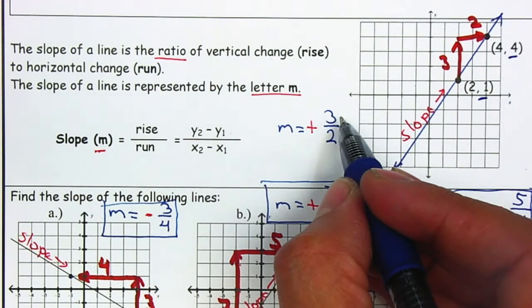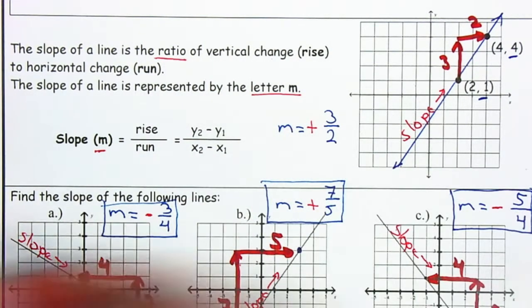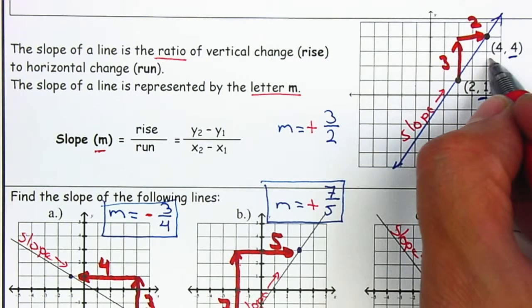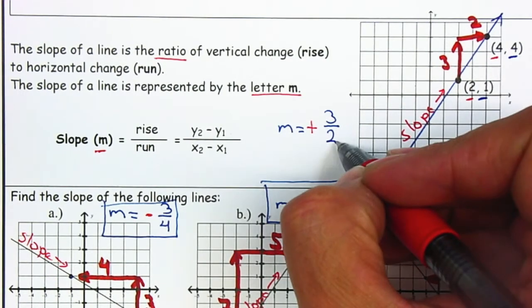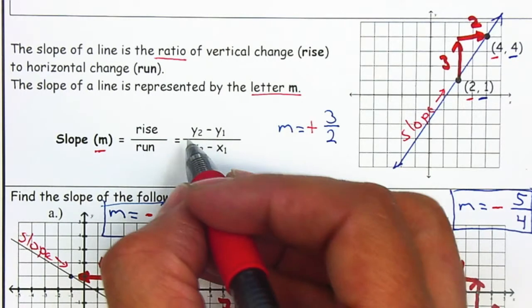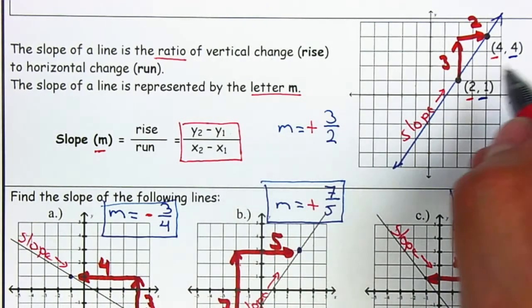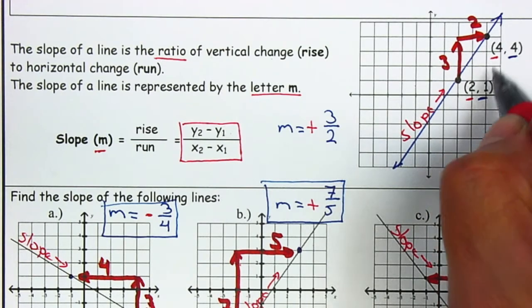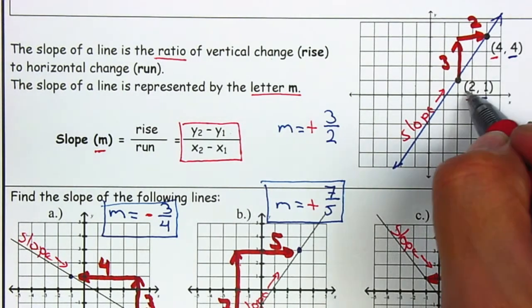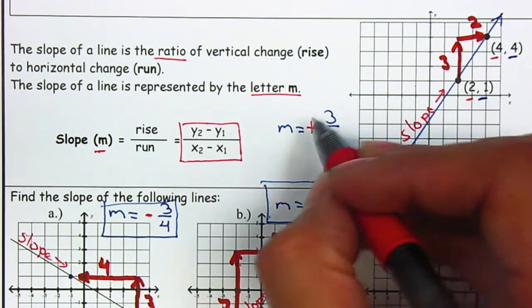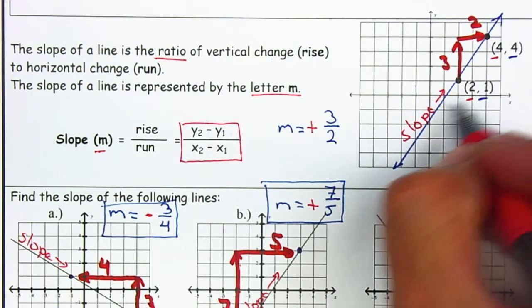That gives you the y. The difference between the x's is the 4 and the 2. That gives you the 2. So that's how we get our equation for the slope. The difference between the y's over the difference between the x's. So it'll be 4 minus 1 will be 3. 4 minus 2 will be 2.